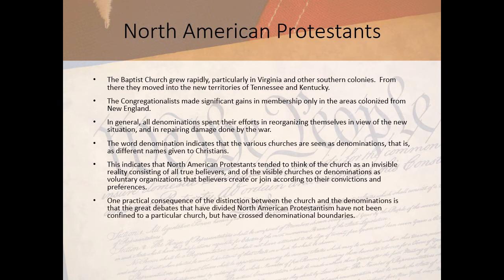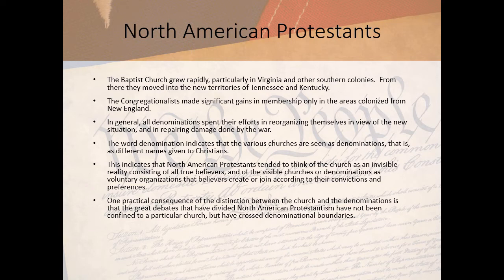One practical consequence of the distinction between the church and the denomination is that the great debates that have divided North American Protestantism have not been confined to a particular church, but have crossed denominational boundaries. So this is interesting. Again, in the past, all Lutherans would agree on a position. All Reformed movement people might agree on a different position, and they would be in conflict with each other.